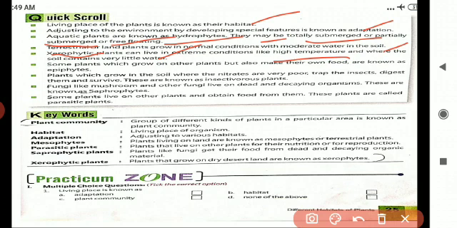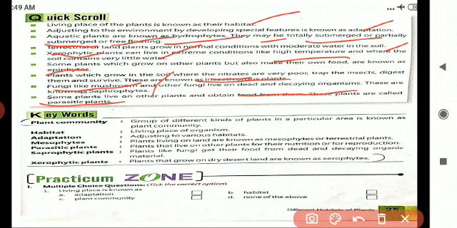Some plants which grow on other plants and make their food are known as epiphytes. Next, nitrates. Plants which grow in soil where nitrates are very low trap insects and digest them. They are called insectivorous plants. Fungi like mushroom live on dead and decaying organisms. These are known as saprophytes. Some plants live on other plants and obtain food from them. These plants are called parasitic plants.